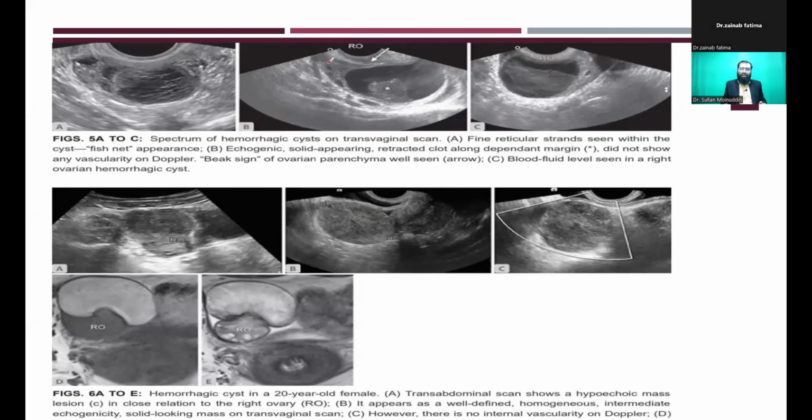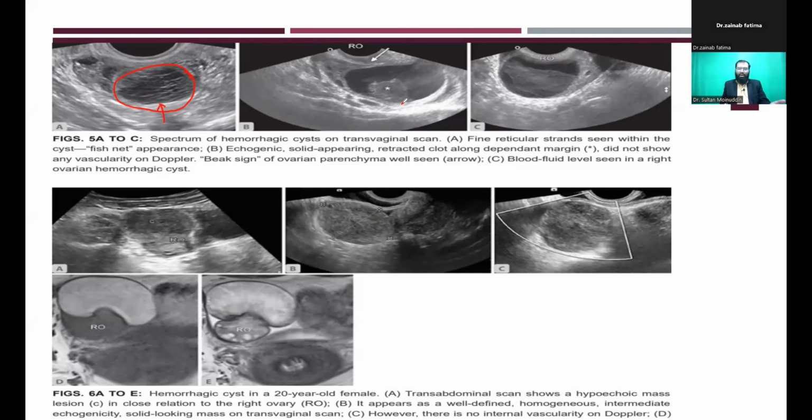So now in this image, I'll be showing you. The fishnet appearance at least takes 3 weeks to appear. It doesn't appear immediately. So after retractile clot, we have got fishnet appearance. It takes time, at least 3 weeks to appear. Now look here. So first image, very important. What is the sign which we are able to see? This is classic fishnet appearance.